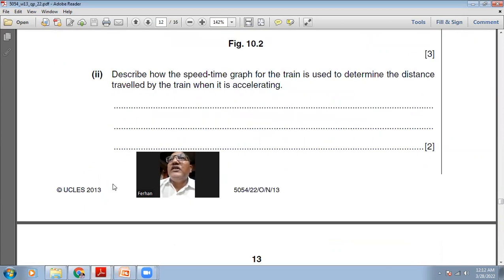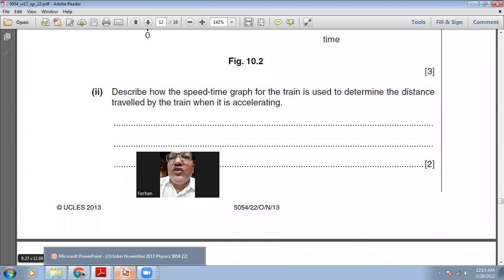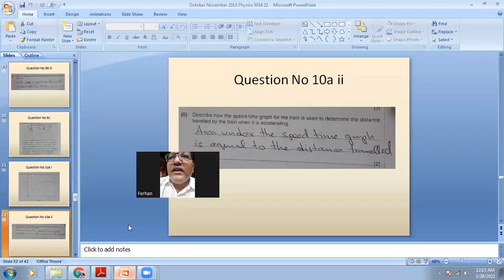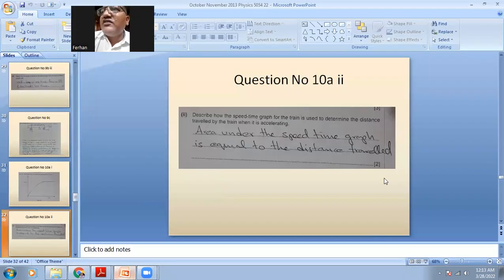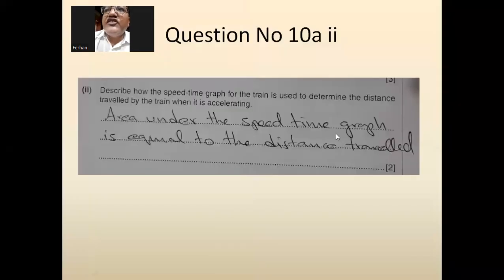It was how many marks? 2 marks. How is the speed time graph for a train used to determine the distance traveled by a train when it is accelerating? Okay, so when it's accelerating, this word is also important. So here in my answer, I have not mentioned it. Area under the speed time graph is equal to the distance traveled.